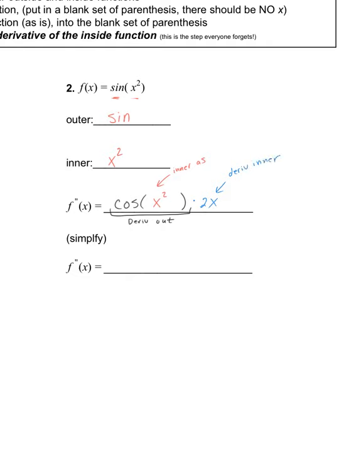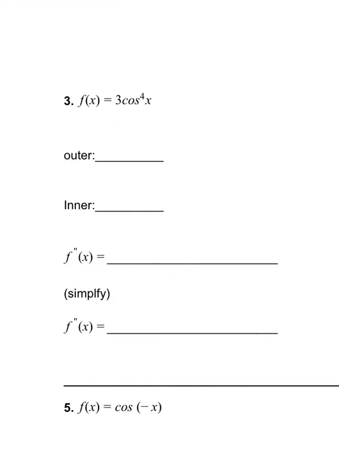Now to simplify it, in the math world, you always want to put any coefficients out front. They always go in the front. So when we rewrite this, I'm just going to put 2x in the front times the cosine of x squared. So you always want to simplify it, and that's as far as you need to go. Number 3, again, always rewrite when you have that weird trig notation.